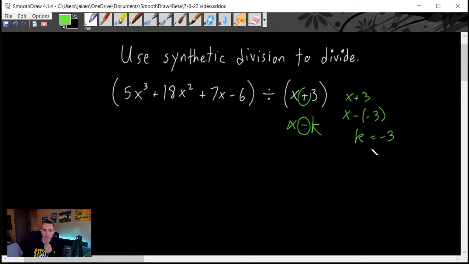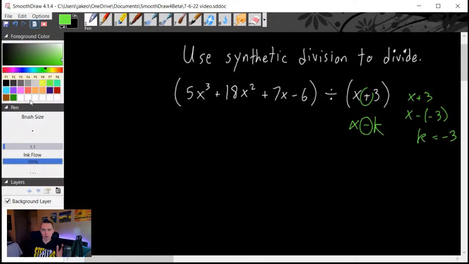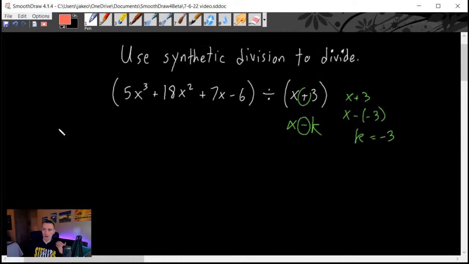That is obviously something that is a little bit weird. It looks opposite of how you might expect it to look, but just be careful about that when you're setting up the problem. So now that we've pointed that out, let's go ahead and get into how to actually set up one of these synthetic division problems.